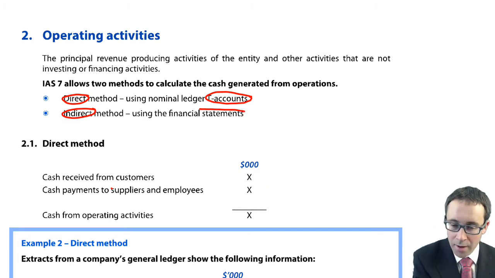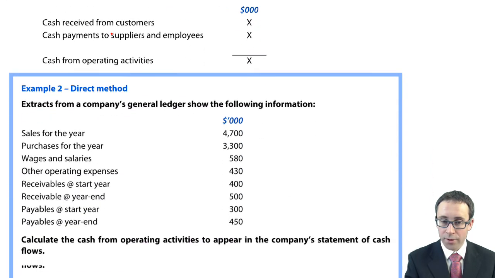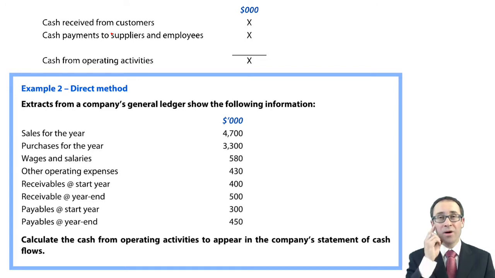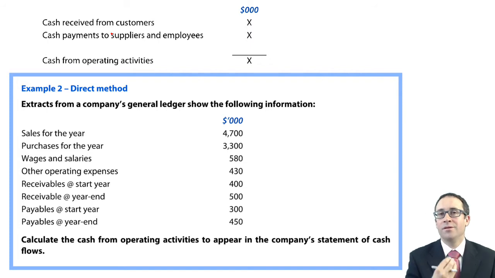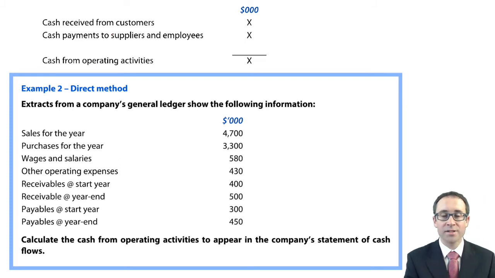The indirect method is whereby we take the figures from the financial statements and use those figures to prepare the cash flow figures. This first video is just going to look at the direct method. Once we've looked at the direct method, we can then move on in the next one to look at the indirect method. As we said, the direct method uses T accounts, so the direct information from the accounting records, to work out your cash from your operating activities.